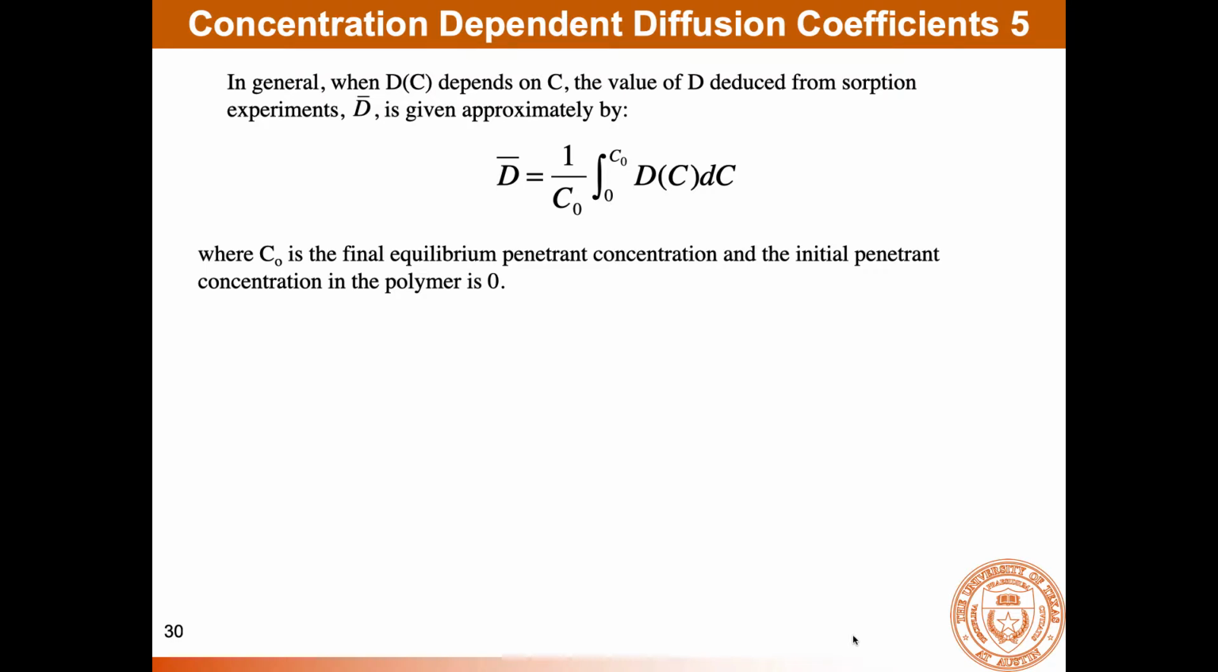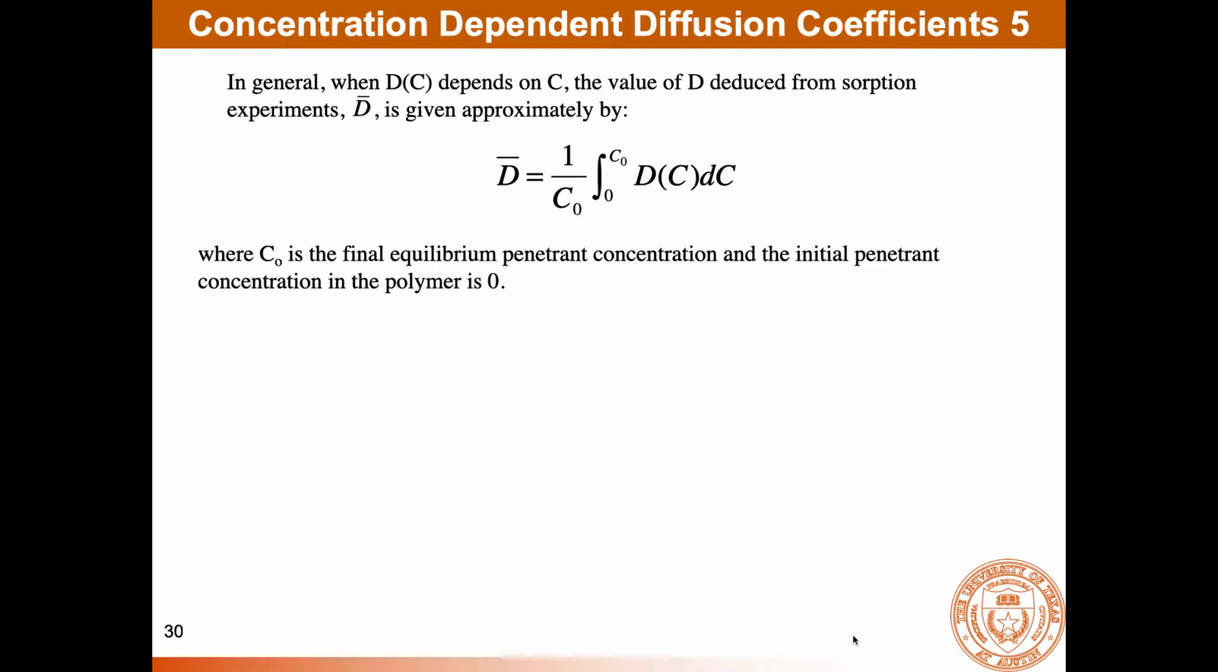And what Crank has shown is that to a very good approximation, the value of the diffusion coefficient that you deduce from the absorption experiments, that is from the slope of that line or from fitting the model that assumes D is constant, is within a few percent the integral value of the diffusion coefficient integrated over the range of the concentration that is experienced by the sample during that experiment. And so we can apply this methodology to estimate effective or average diffusion coefficients, even in cases where the underlying diffusion coefficients are changing with concentration.